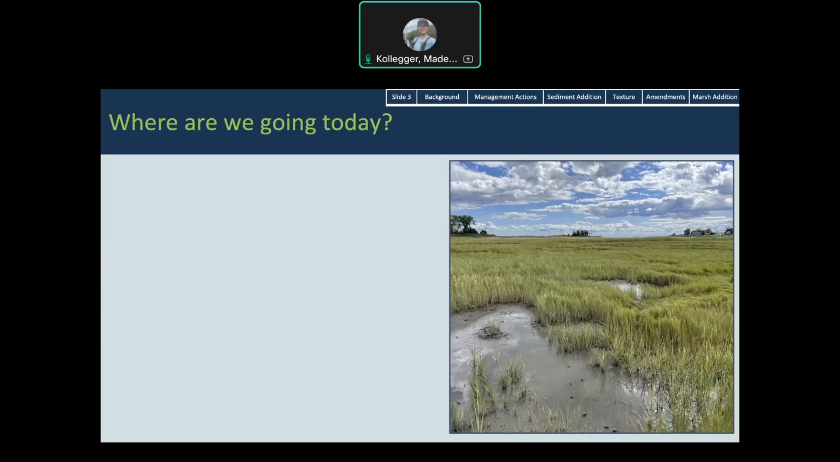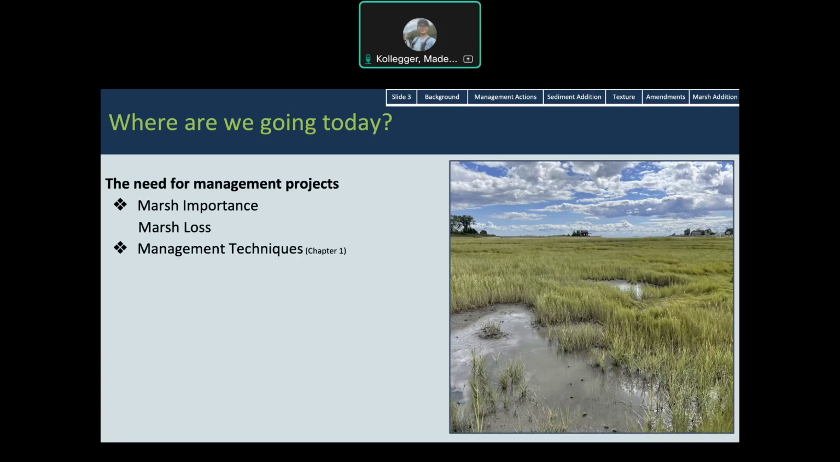And what that'll look like in presentation form is the first phase where we go over the need for management projects, which will talk about the marsh and their marsh's importance, as well as marsh loss. And then we'll close by thinking about the techniques that can be done to protect our coastal marshes in the face of these changes.